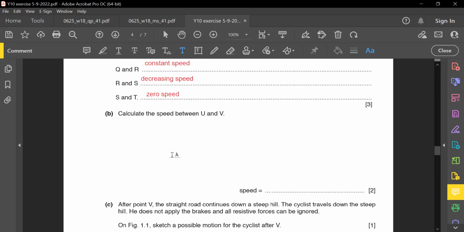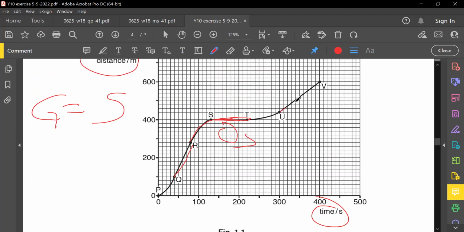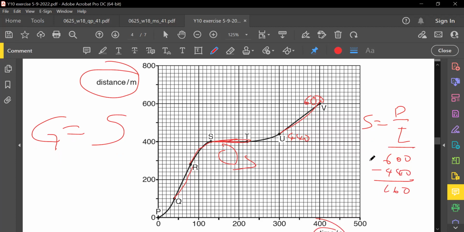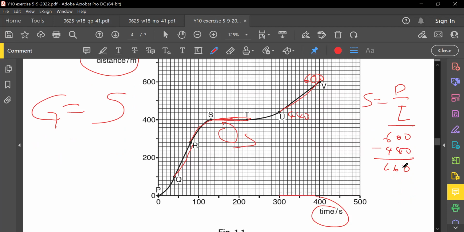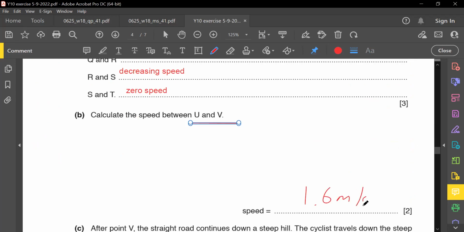And the final part here, they ask you to calculate the speed between U and V. U and V is going to be this one here. In order to calculate the speed, I must be given the distance and the time. So the total distance here would have been 600 minus 440, which is 160. Then you divide by the total time, which was here to here, 100 seconds. So your speed would have been 1.6 meters per second. It's essentially 160 divided by 100. This is meters, this is seconds here.